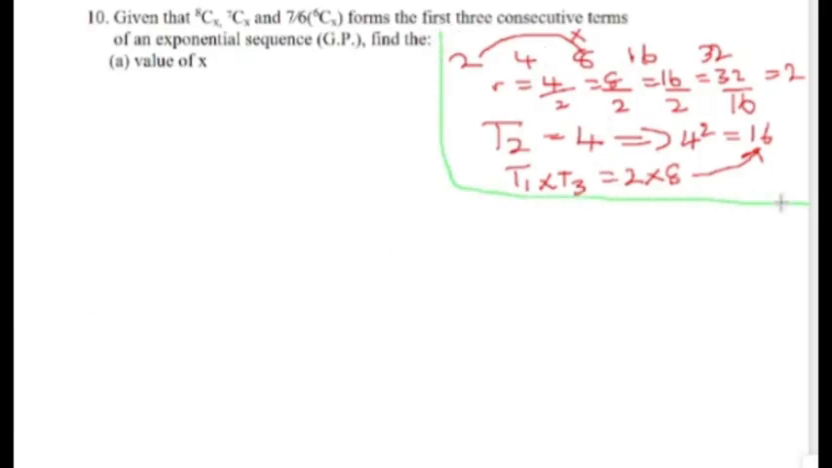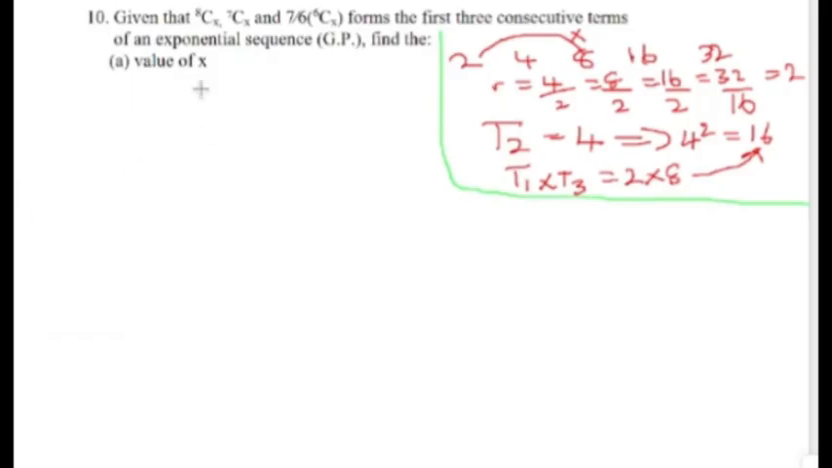Now, let's multiply the first and the third term. So if we multiply this, that is T1 times T3, we get 2 times 8, which gives us the same thing, 16. So it is true that the square of the middle term is always equal to the multiplication of the term that comes before it and the term that comes after it. I'm going to use this very interesting property to reduce the difficulty of this question, and solve it in such a way that it will not be too complicated.